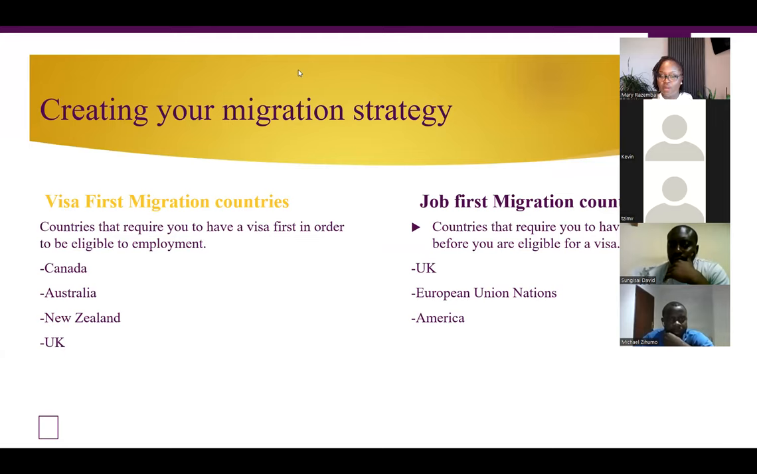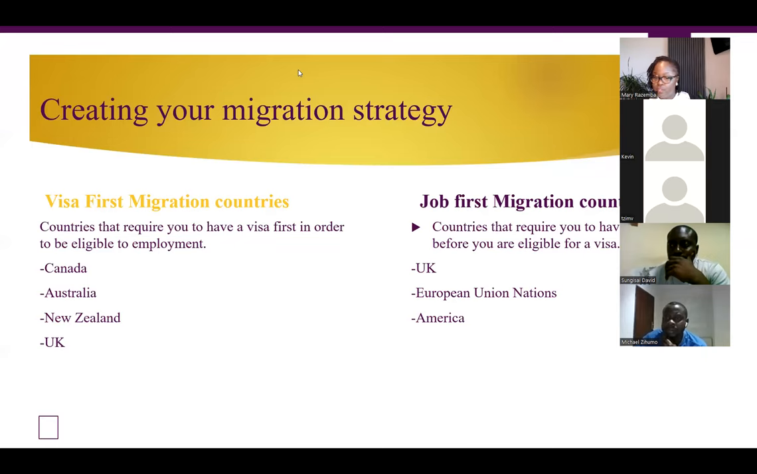So first of all, they want to check, what is your age? What is your qualification? What is the qualification of your spouse? How many years experience do you have? And based on these points, they can judge whether migrating to their country will be a good fit or not. On the other hand, job first migration countries, UK is on both of these, by the way, because you can migrate in both ways to the UK.